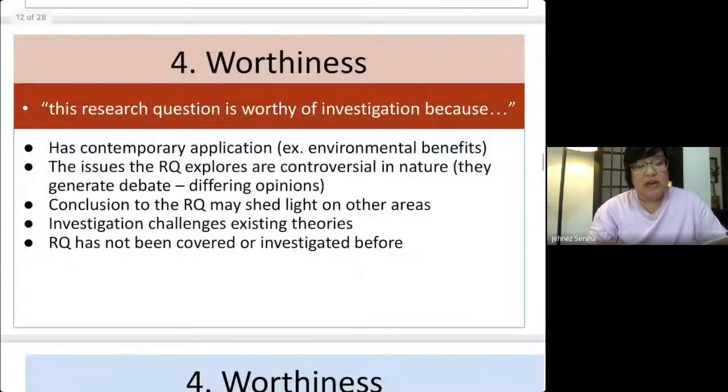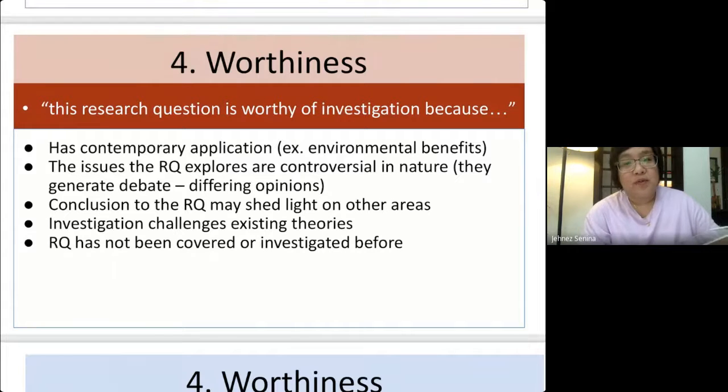Lastly, worthiness. Worthiness comes from the word worth. What's another word for worth? Off the top of your head, can you type in the chat box so I know you're still with me? What is your worth? What is the worth? Value. The word value. Use. That's also what I think.